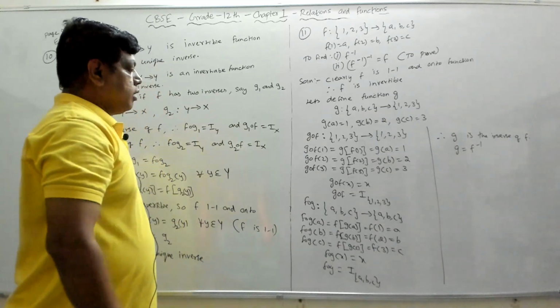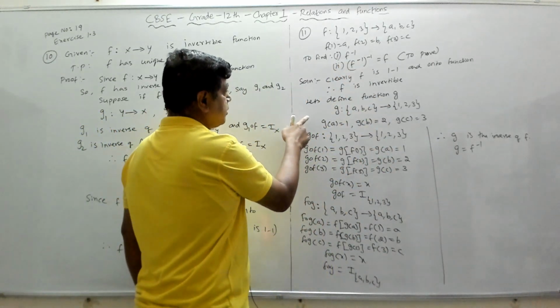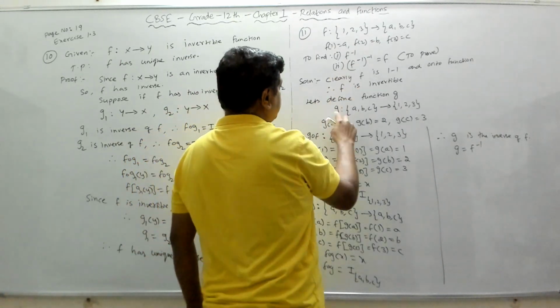G is equal to f inverse. So we have found f inverse. F inverse is this function. This g is the inverse of f. So we have found this.